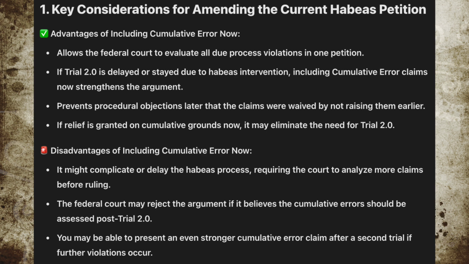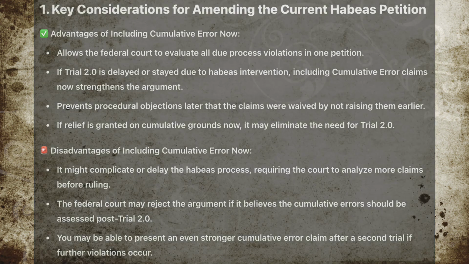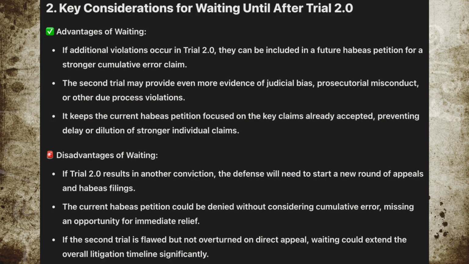Secondly, the federal court may reject the argument if it believes the cumulative errors should be assessed post-trial 2.0. And thirdly, you may be able to present an even stronger cumulative error claim after a second trial if further violations occur. What are the pros and cons of waiting until after trial 2.0?